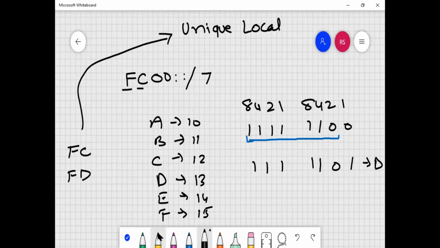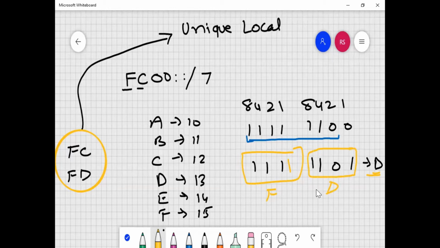Any question? No questions. FD, D is coming from here. This will be leading to F only, because 15. This is something 13, and 13 stands for D. It means D, so what results is FD. Because 7 bits are the same. If you check out over here, the 7 bits, we are not making any change in the last bits.